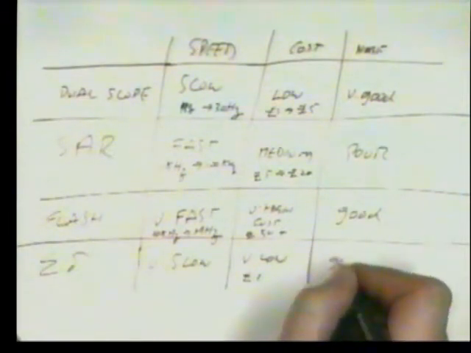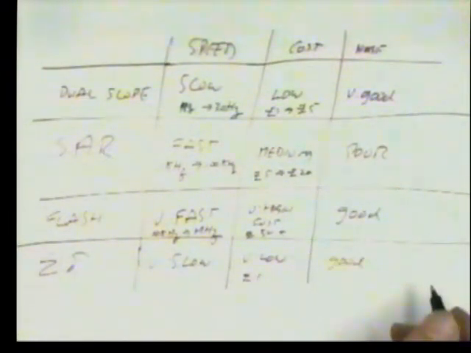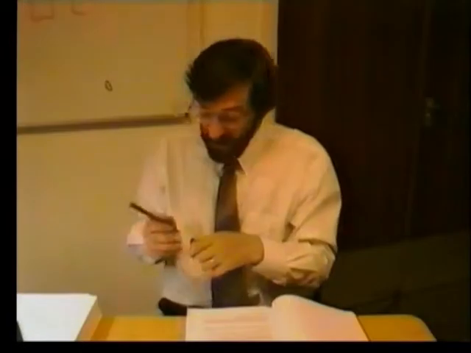And their noise immunity is good. Why? Because the noise is so fast it won't even see it. They're so slow to respond that the noise will be in and out and gone before you even know anything has happened. So there's our full panoply of ADCs.